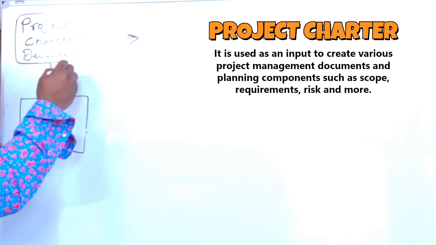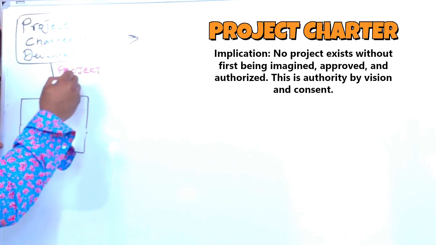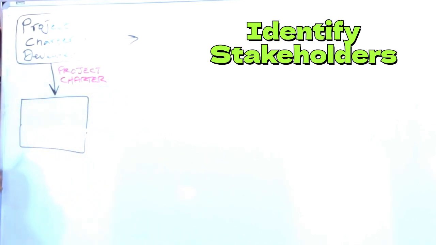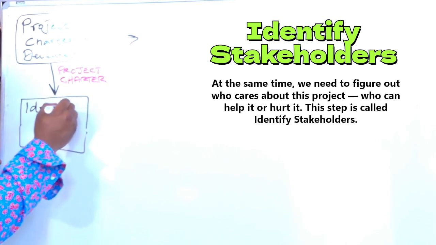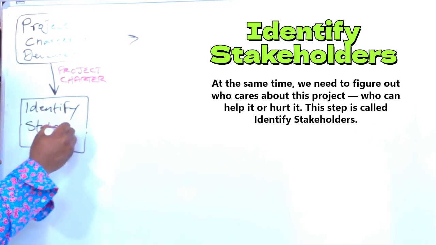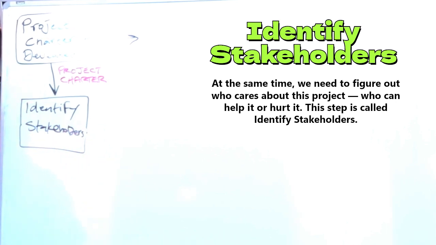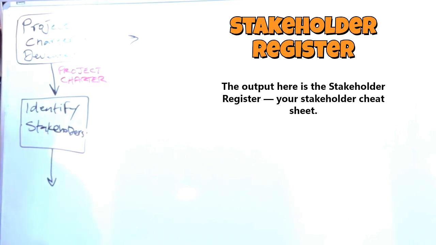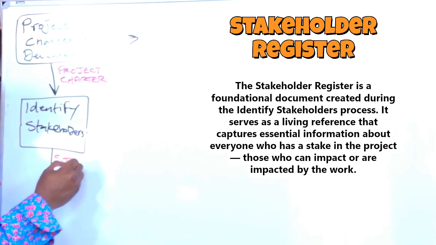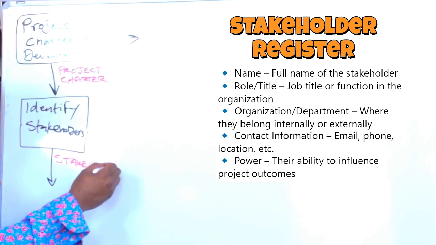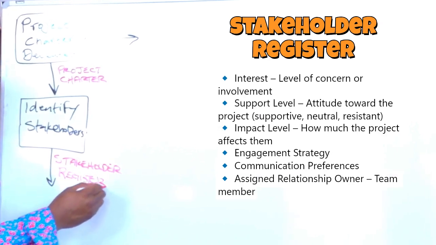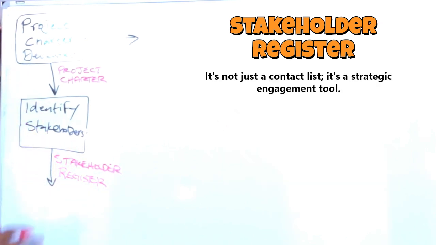So here we have a project charter going in here. And this process is called identify stakeholders. And as a result of you identifying your stakeholders, you're going to get an output from here, which is known as a stakeholder register. Your stakeholder register contains information that identifies stakeholders, and you also do some analysis regarding these stakeholders.